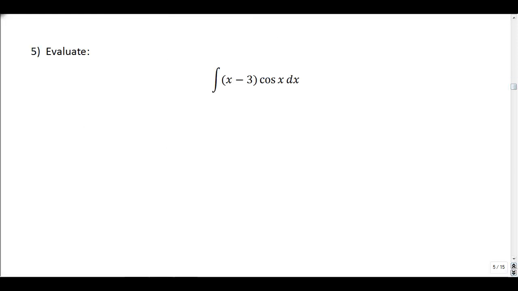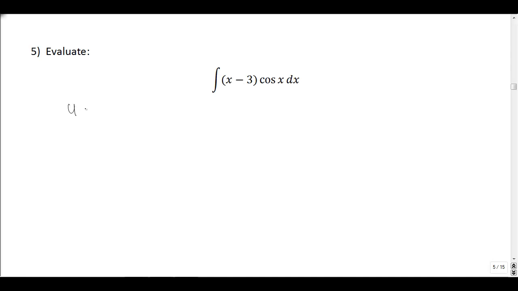Okay. Next one, we've got an antiderivative of x minus 3 times cos x. Now this one, we're going to finally get to use integration by parts in sort of a productive way. Here we have x minus 3 multiplied by cosine x here. And there's no real way around this. We're going to end up using integration by parts. It's a product, makes us think integration by parts, and there's no other technique that's going to work.